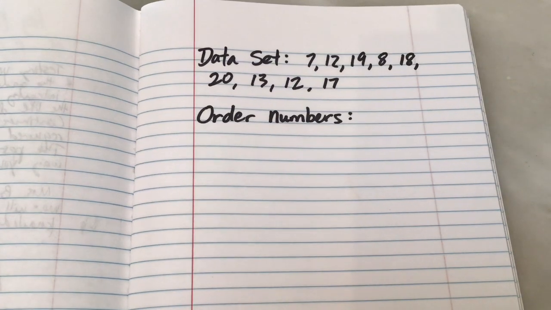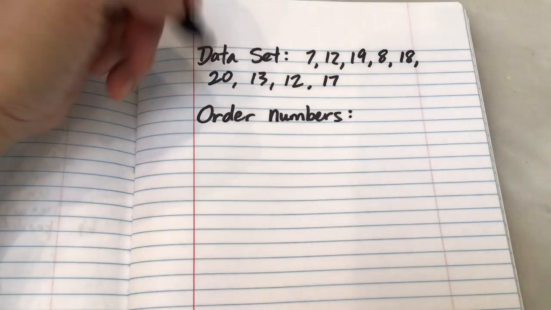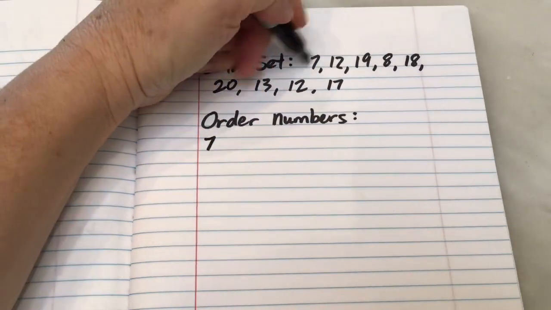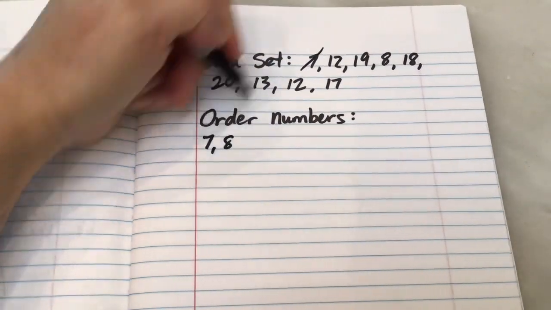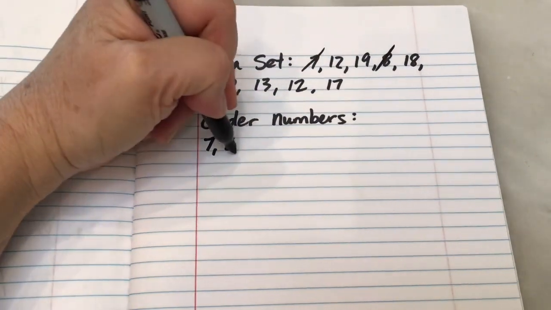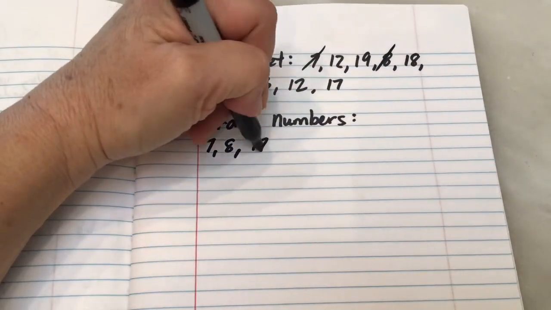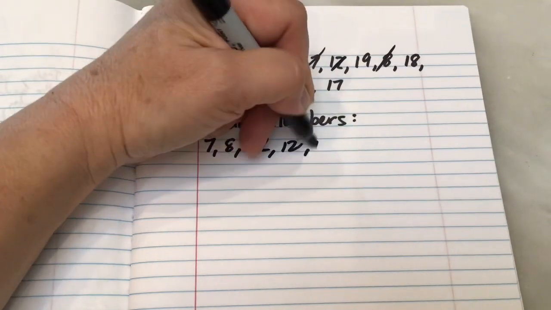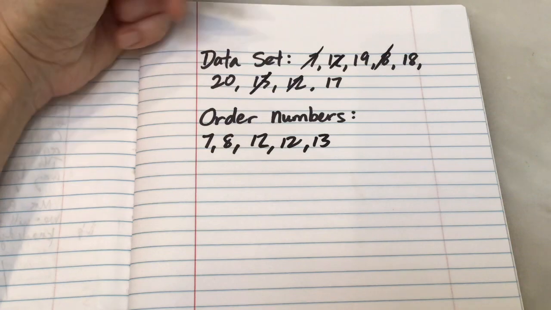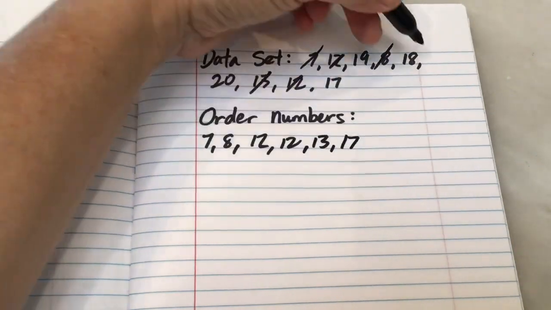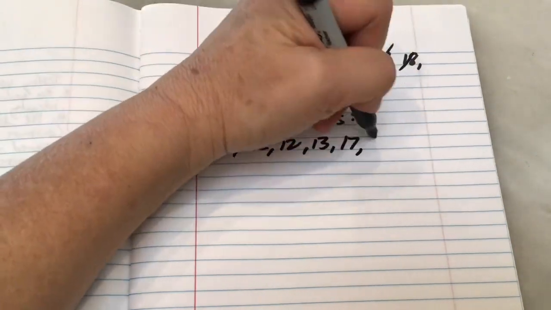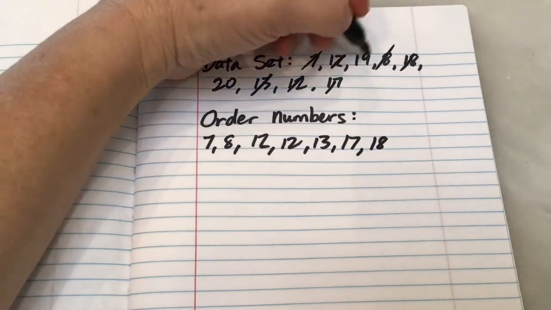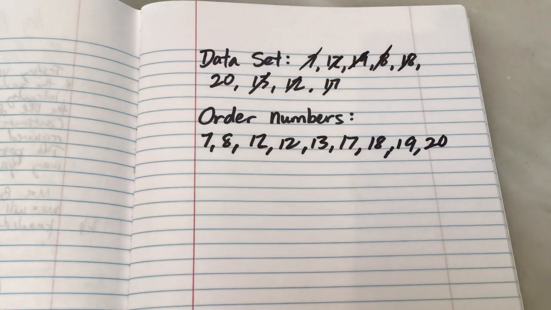The first thing we want to do is put those numbers in order, from smallest to greatest. As I write the numbers, I cross them out so I don't use them again. The next number in order is 12. You have another 12 right there. Then you have a 13, then a 17, an 18, and last you have a 19 and a 20. So that's my data set in order.